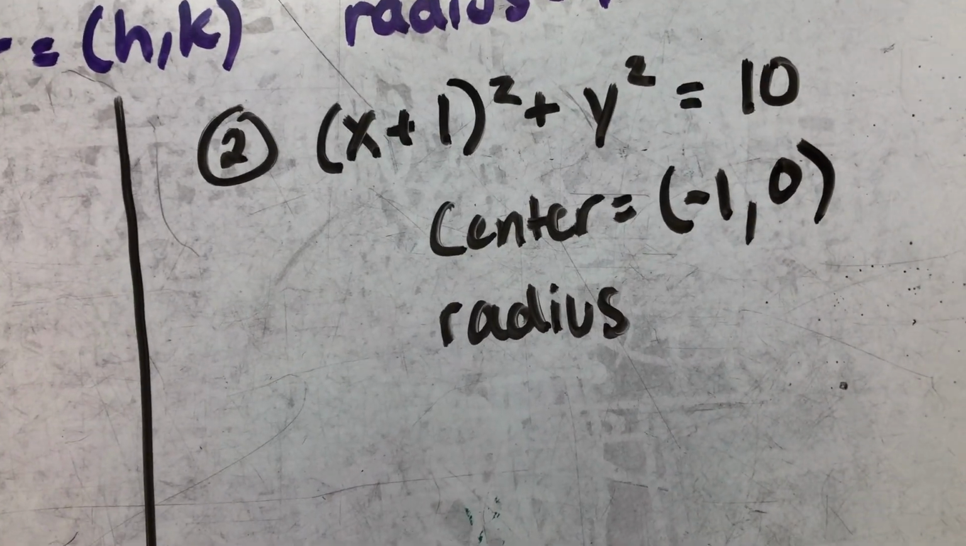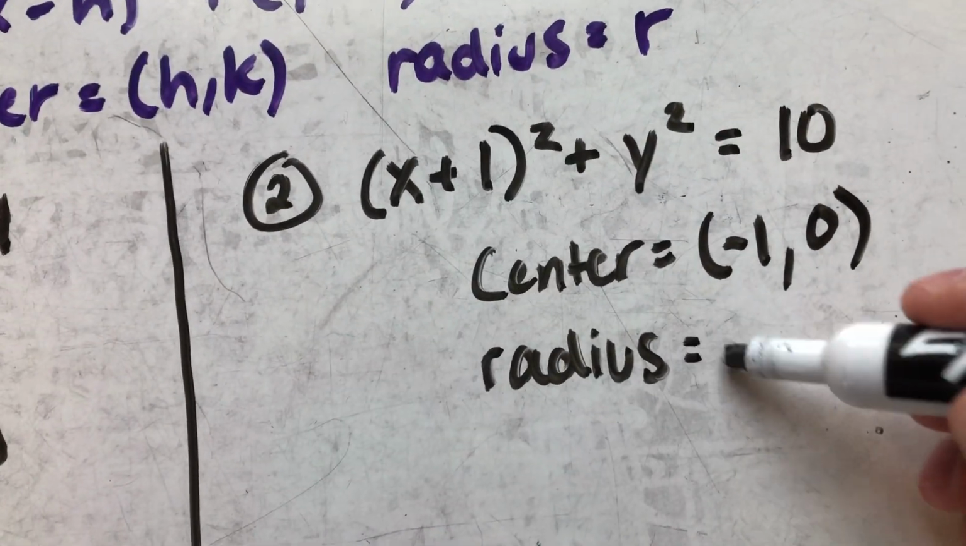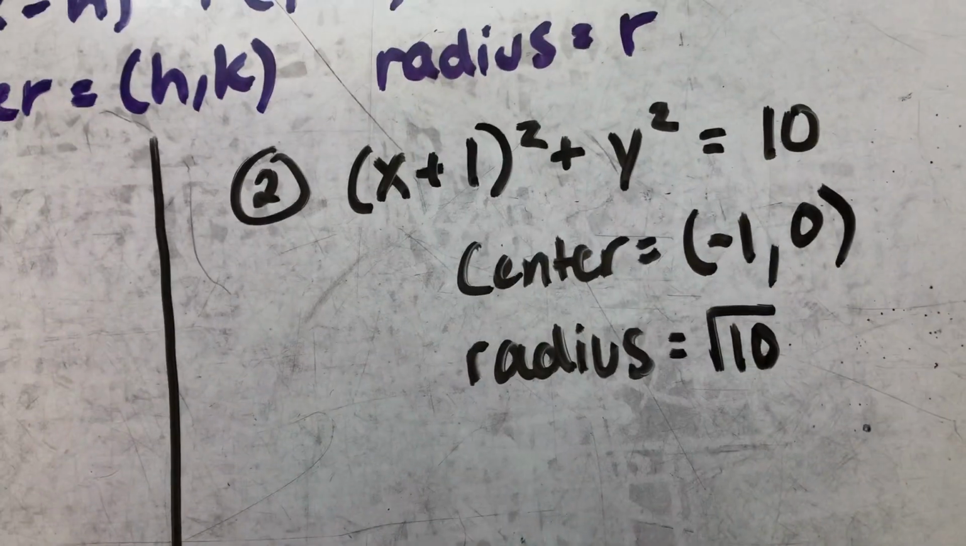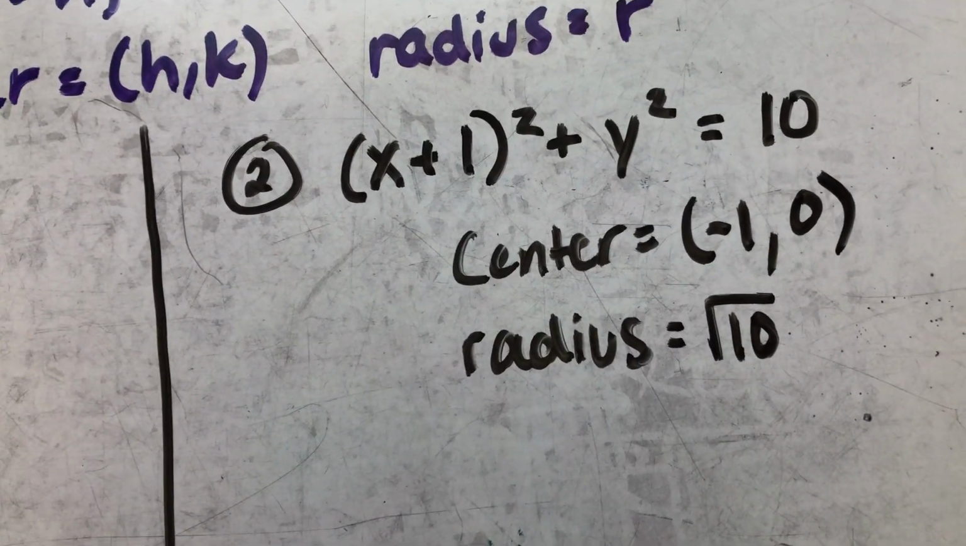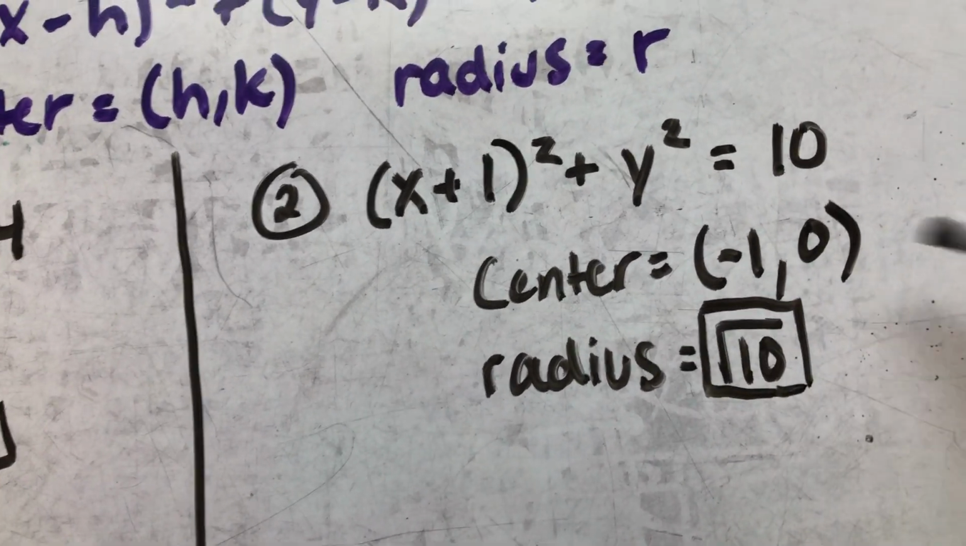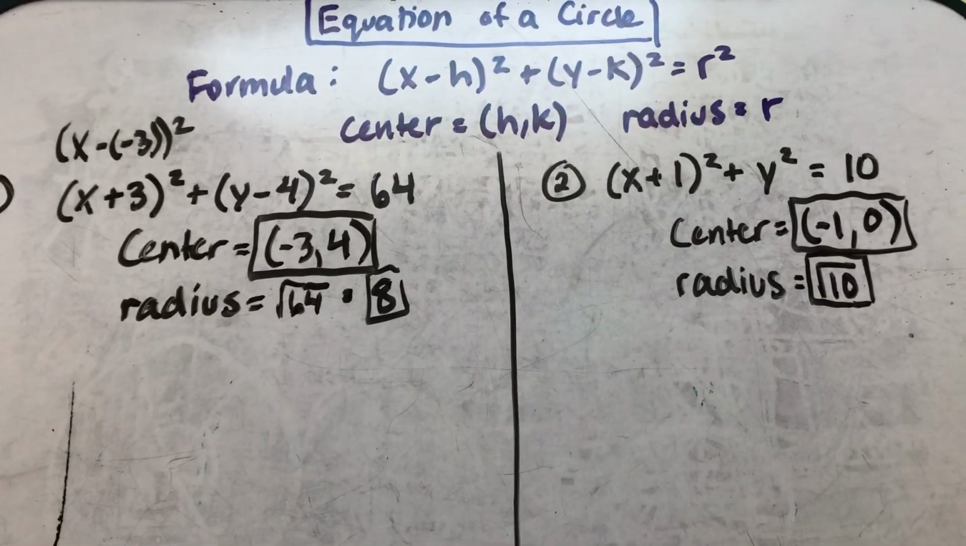And the radius, again, this 10 represents the r squared. So you need to take the square root of 10. You're going to see in your calculator it's a big decimal, because it's not a perfect square. Just leave it as the square root of 10. And that's it. That's how you find the center and the radius by looking at the equation.